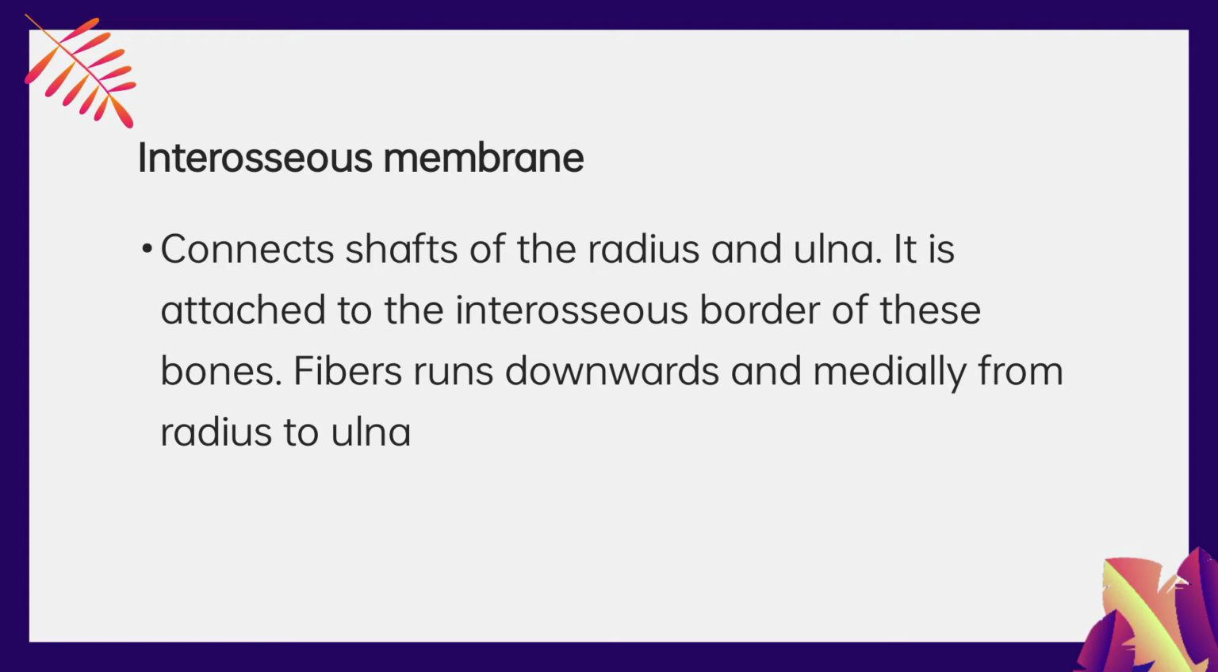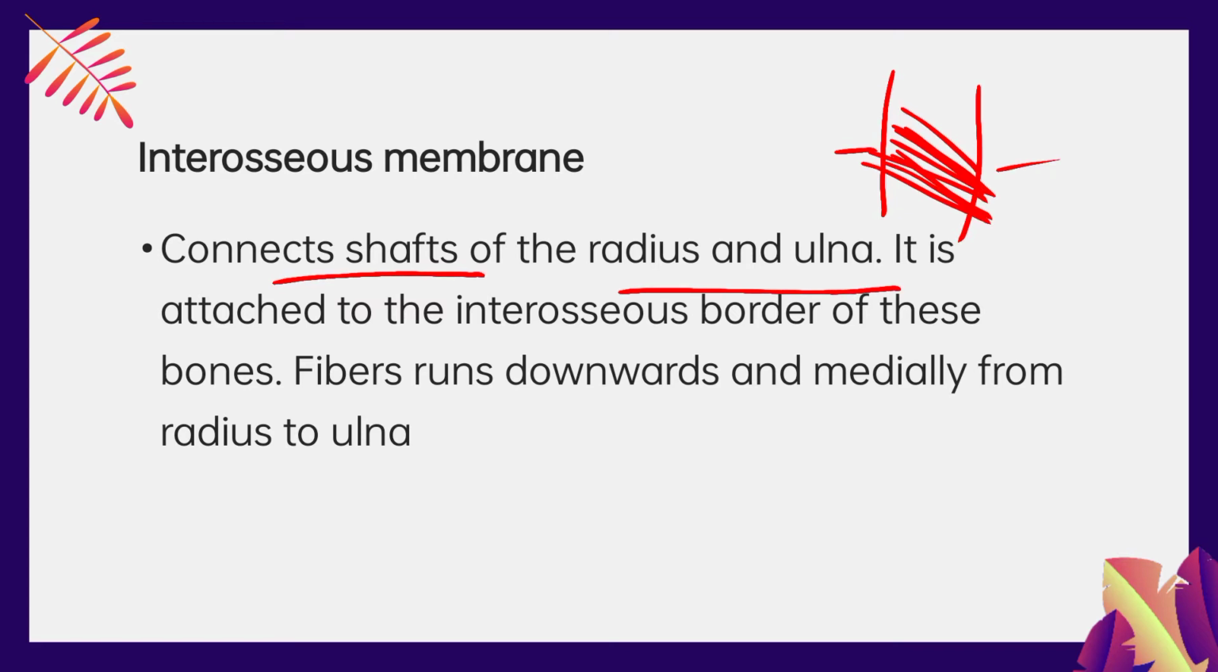Now we'll learn about the interosseous membrane. So what is this interosseous membrane? This is the radius and this is the ulnar. Here these oblique fibers, this is the interosseous membrane. So basically it connects the shaft of the two bones of radius and ulnar. It is attached to the interosseous border of the bone. So radius interosseous border lies medially, and ulnar's interosseous border lies laterally to the ulnar bone.